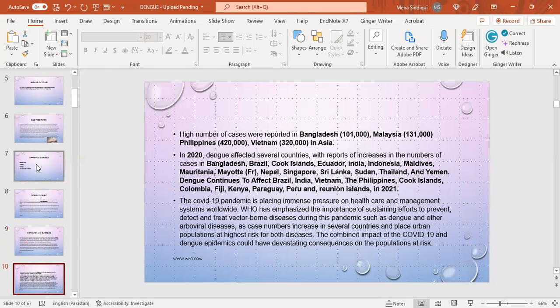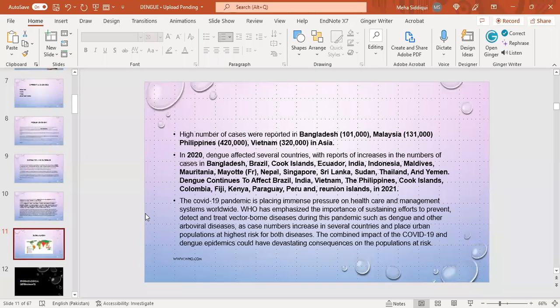In 2020, dengue affected several countries, with reports of an increase in the number of cases in Bangladesh, Brazil, and others. The COVID-19 pandemic is placing immense pressure on healthcare and management systems worldwide. WHO has emphasized the importance of sustaining efforts to prevent, detect, and treat vector-borne diseases during this pandemic, such as dengue and other arboviral diseases. As case numbers increase in several countries, urban populations are at highest risk for both diseases. The combined impact of the COVID-19 and dengue epidemics could have devastating consequences on the populations at risk.